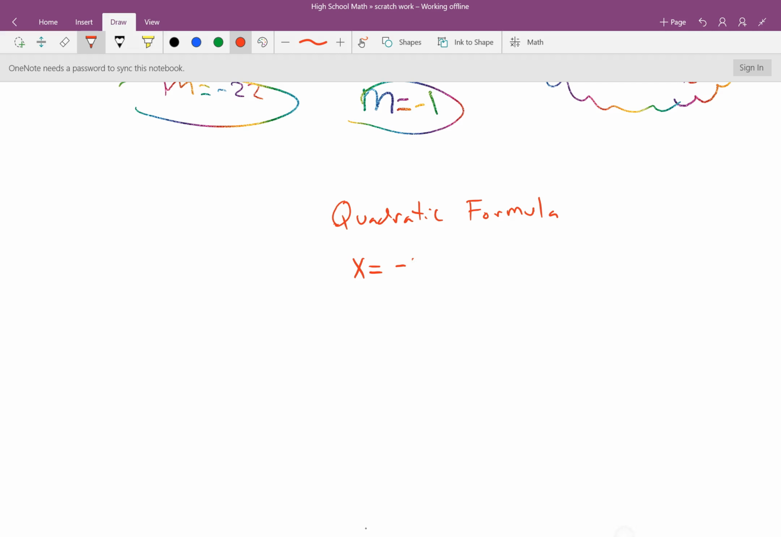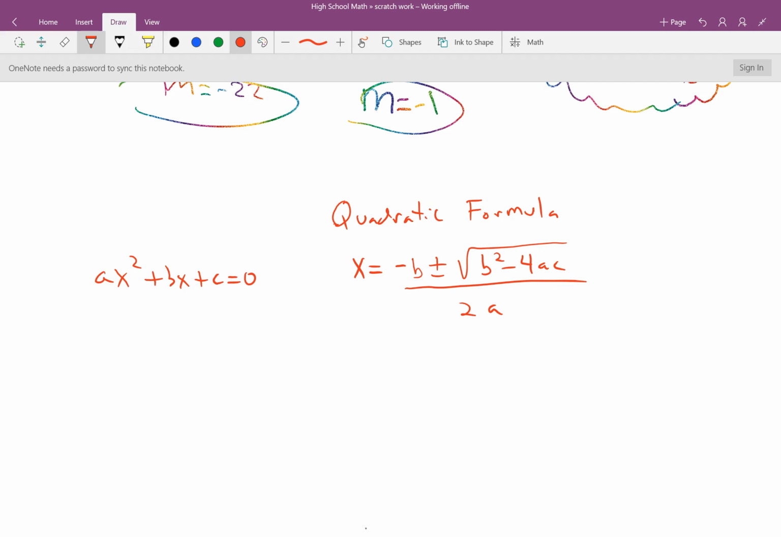Negative b plus and minus the square root of b squared minus 4ac, all divided by 2a. And of course these a's, b's, and c's are from our standard form, which is ax squared plus bx plus c is equal to 0. Alright, so again, the first step is to set it equal to 0. I'm not going to redo that.